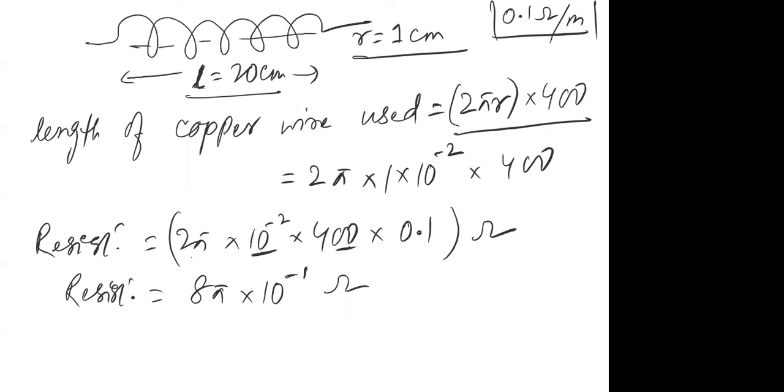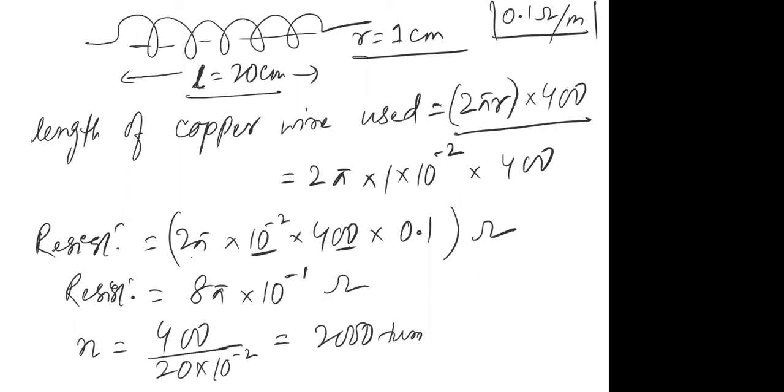Once I have got the total resistance, I can write the value of current. Now, second point, a small n. What is this small n? Number of turns per unit length. Total turns is 400. What is the total length? It is 0.2, or you can write it as 20 into 10 to the power minus 2. Whichever way you want to write, you can. This will become 2000 turns per meter. So we have got small n, we have got resistance. Now we are in a position to do the final step.